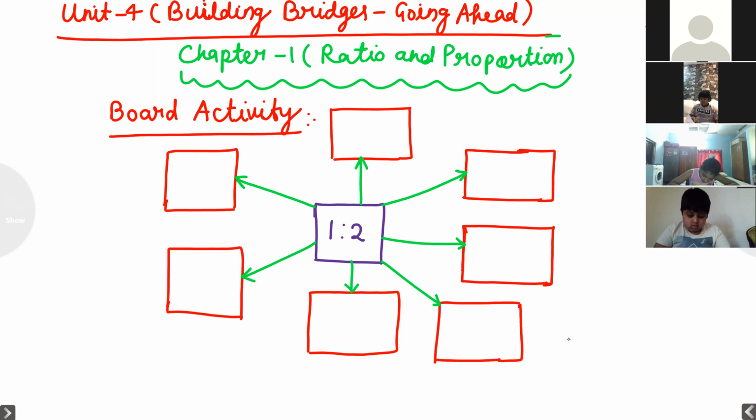I hope you are getting my point, students. Now I am counting the number. If I complete 3, then you can start your activity. 1, 2, 3. You can start your activity. You have to write equivalent ratio. In previous class I already explained, if we multiply or divide the numerator and denominator by the same number, that is called equivalent ratio.